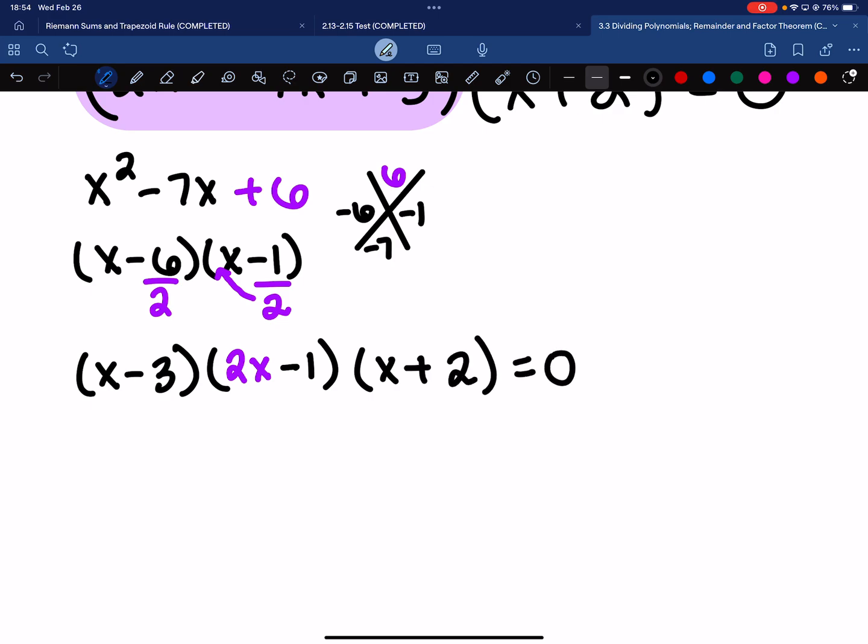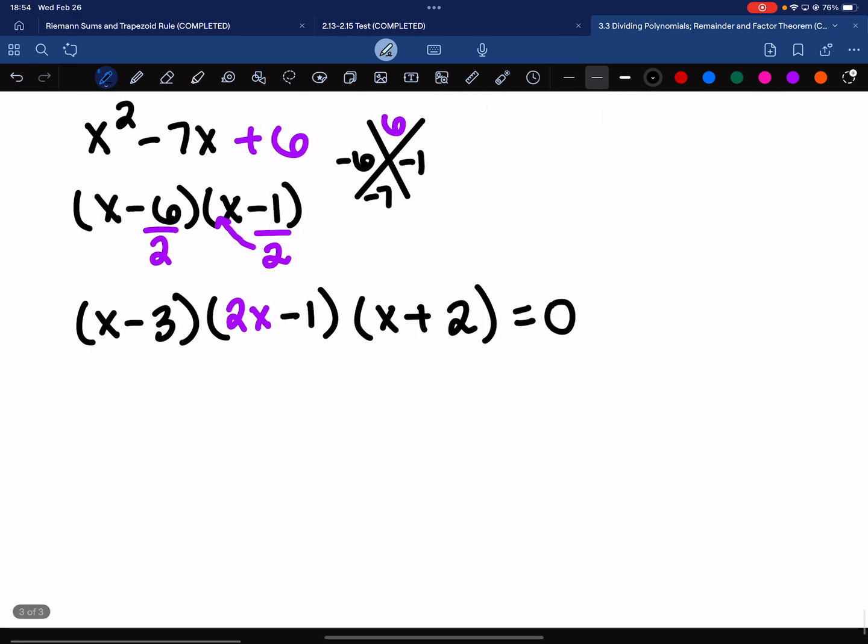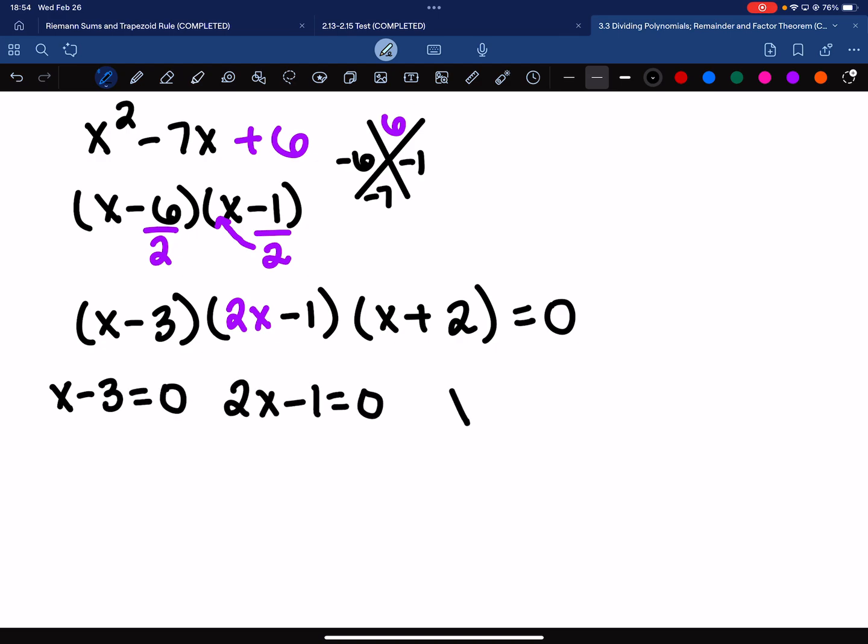Now you just have to set each factor equal to 0 and solve so you can get your 3 different x values. If you can look at this and say x equals that, that's fine. If not, write it out. x minus 3 equals 0. 2x minus 1 equals 0. We already have this one solved for us, so I'm not going to solve it. That was given to us. I'm going to write that. I don't want you to think I'm skipping it. So that's included in our answer.